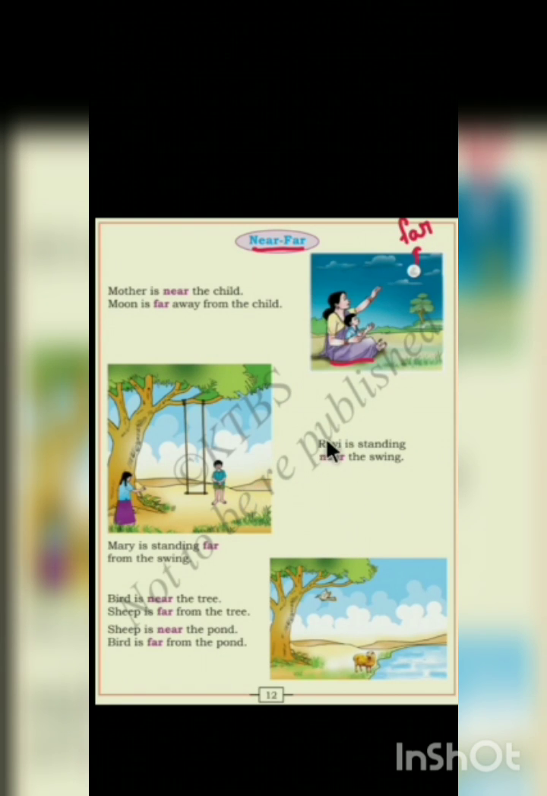So here Ravi is standing near the swing. Mary is standing far from the swing. So Ravi is standing near the swing and Mary is standing far from the swing.